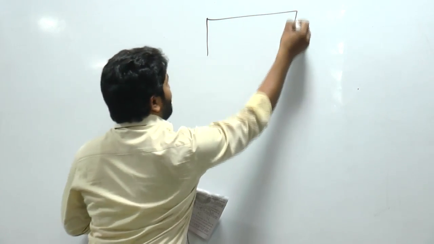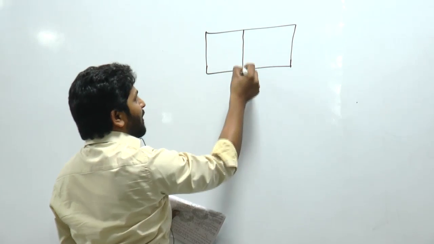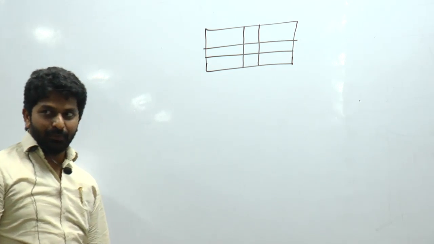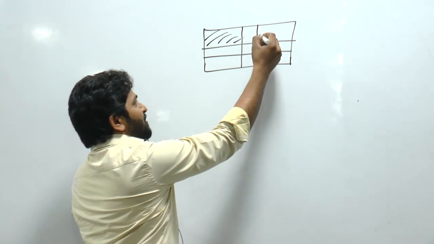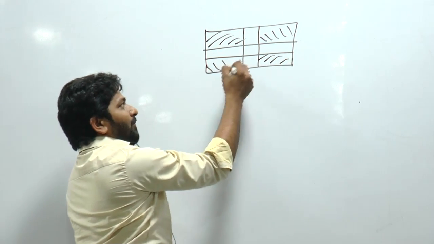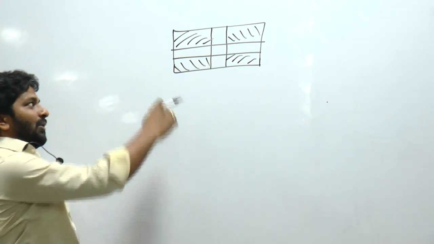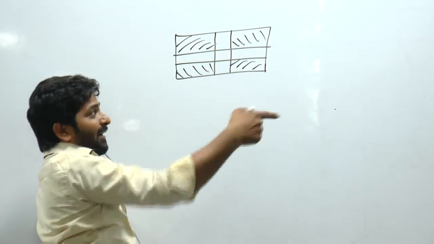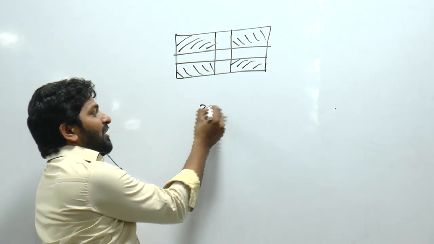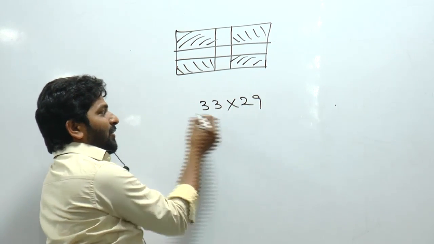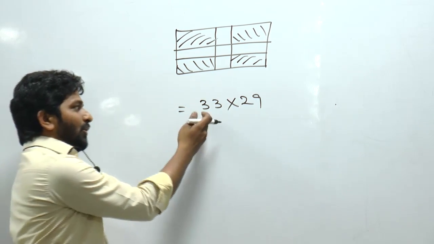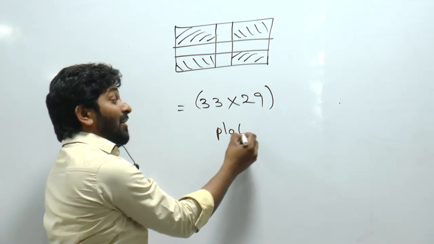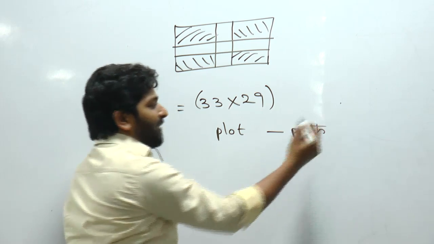This is our rectangular plot which has two concrete roads running in the middle of it, one parallel to its length, other parallel to its breadth. It asked about lawn area. The other area is used as lawn. This area. Lawn area is equal to plot area minus this path area. Okay. What is rectangle measurements? 33 and 29. So rectangle area will be equal to 33 into 29. This is plot area. From this I need to subtract path area.